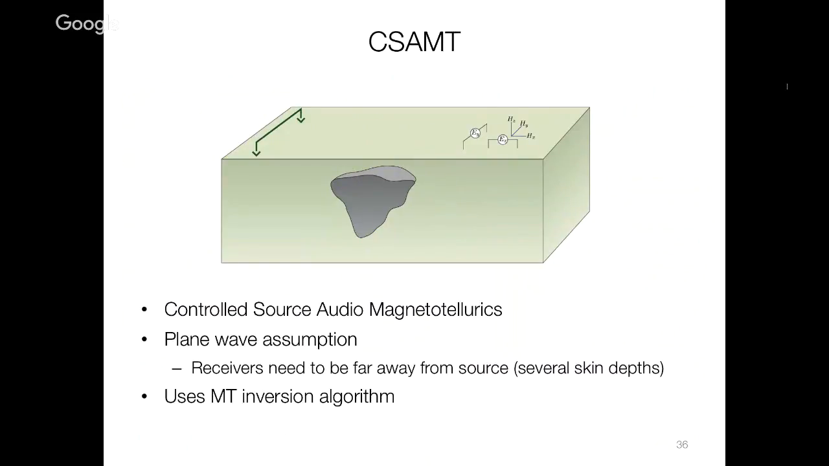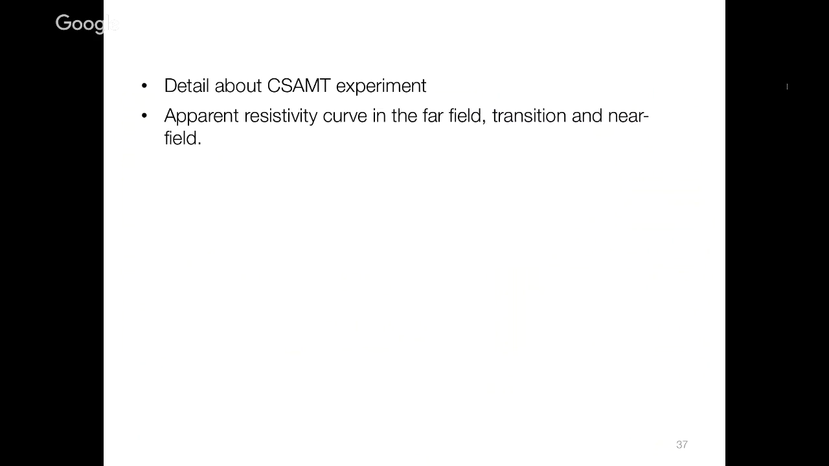So here's the CSAMT survey. We've got a source that's here, and we're just assuming that we're far enough away from the source that we're basically getting plane waves. And then once you've done that, just use the MT processing.